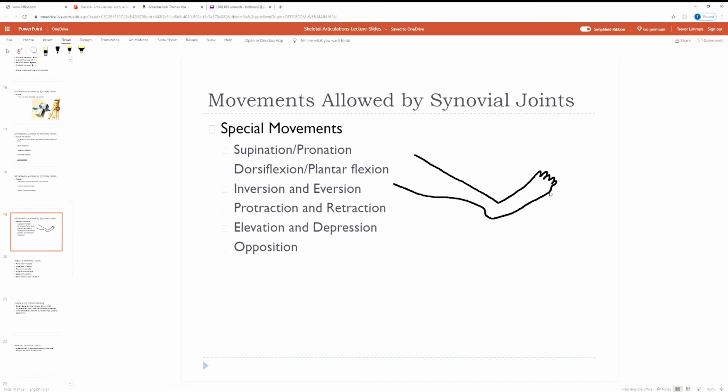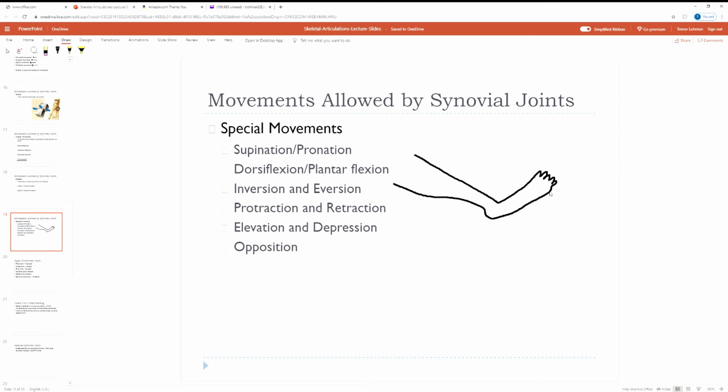Protraction and retraction, this could apply to many different joints. You can protract your scapulae. You can protract your head. I think the easiest one to describe is your jaw. So if you picture sticking your jaw out, like Marlon Brando from The Godfather, or just picture a bulldog with an underbite, that's protraction. And then bringing your jaw back is retraction.